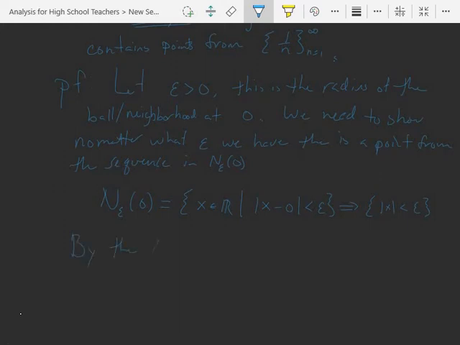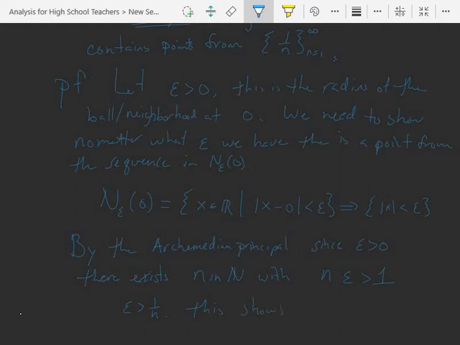By the Archimedean principle, since epsilon is bigger than 0, there exists n in the natural numbers with n times epsilon bigger than 1. Right? Why did I choose 1? I chose 1 because I want epsilon bigger than 1 over n. I needed to figure out what n would work. The Archimedean principle says that there is one.